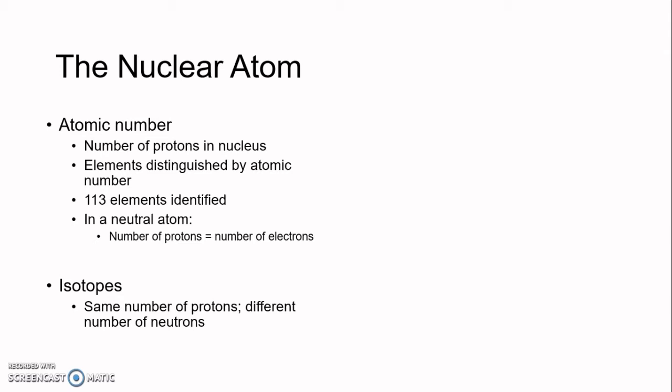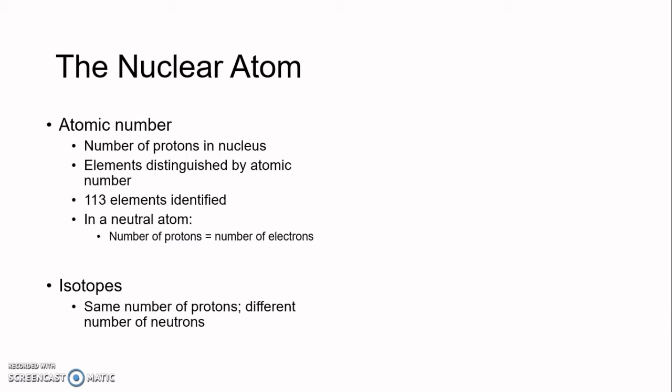Now, to have an atom neutrally charged, the number of positive charges, or protons, has to equal the number of negative charges, or electrons. So to have a neutral atom, that has to be the case. The number of protons equals the number of electrons. However, that says nothing about the number of neutrons.